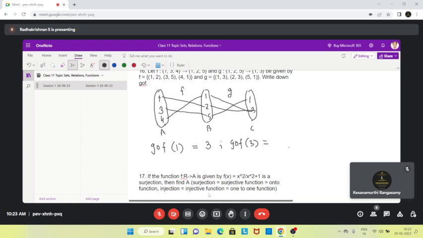Similarly, you tell me what is G of F of 3? So 3 is mapped to 5 here, and then 5 is mapped to 1, right? So that means G of F is 3 to 5 to 1.